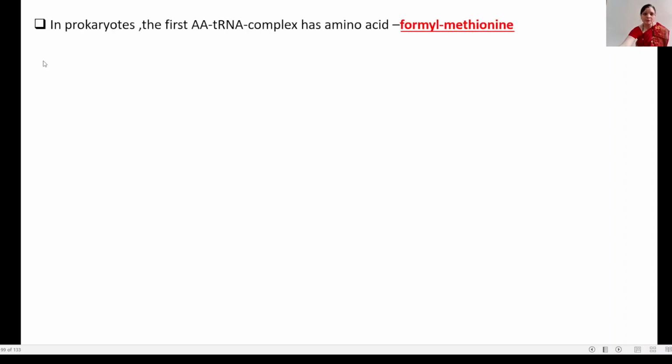So now see, in prokaryotes, the first AA tRNA complex has the amino acid formyl methionine. This is an important point for MCQ. In prokaryotes, the first AA tRNA complex has the amino acid formyl methionine, and in eukaryotes it is methionine. In eukaryotes methionine, and in prokaryotes F-methionine, that is formyl methionine.